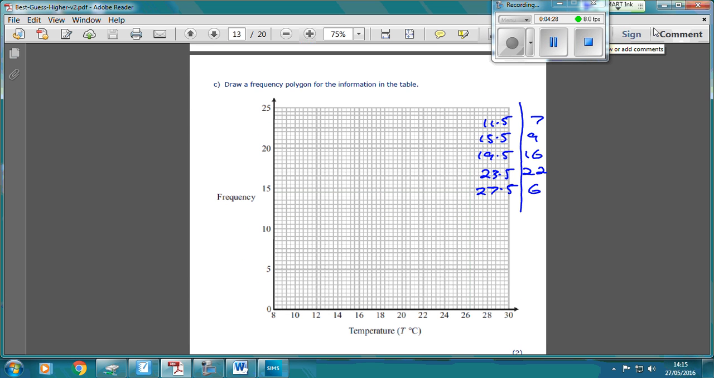And so we put 11.5, so 11 is going to be here, 11.5 is going to be halfway between 11 and 12, and 7. So we can see here it's not going to be 5, 6, 7, because it doesn't go 5, 6, 7, 8, 9, 10. So it must be going up 2 squares for every 1. So just be careful of this. So 11.5 will be roughly here, then go up to 7, so that's 5, 6, 7, and that's going to be there. Then we've got 15.5 and up to 9. We've got 19.5 and 16.